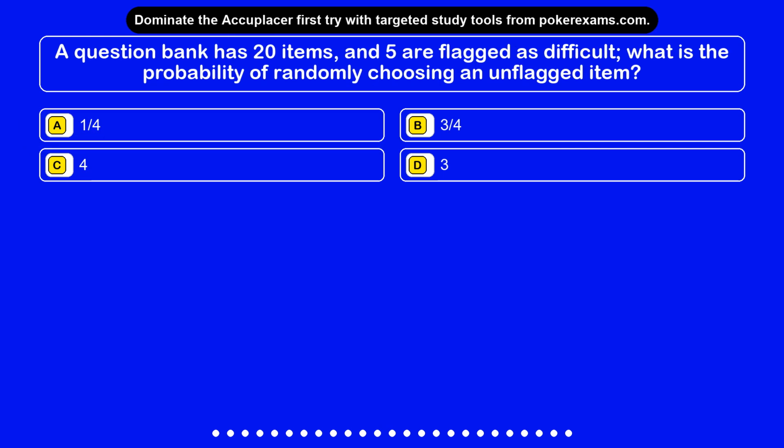Question 10. A question bank has 20 items, and 5 are flagged as difficult. What is the probability of randomly choosing an unflagged item? Option A, 1/4. Option B, 3/4. Option C, 4. Option D, 3.